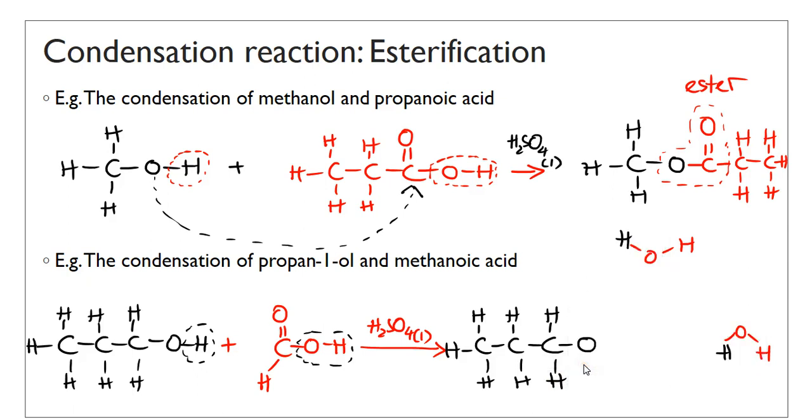Basically this O is going to combine with this C. So that O is going to combine with that C, double bond O, and there's still an H there. It doesn't go anywhere. So there's your ester link again. Let's put a plus here. Okay, so that's esterification.